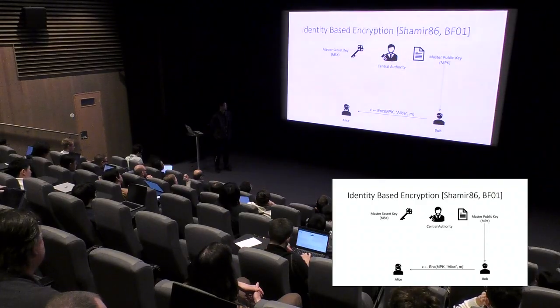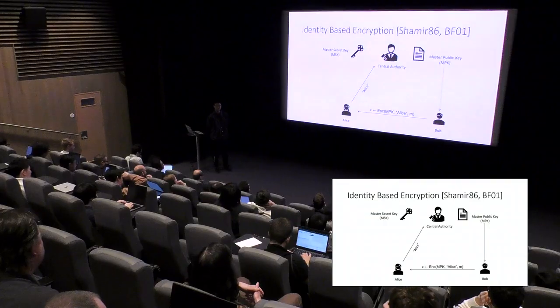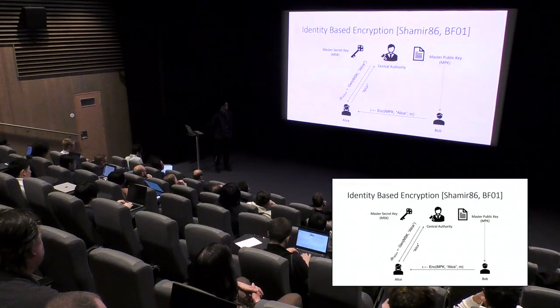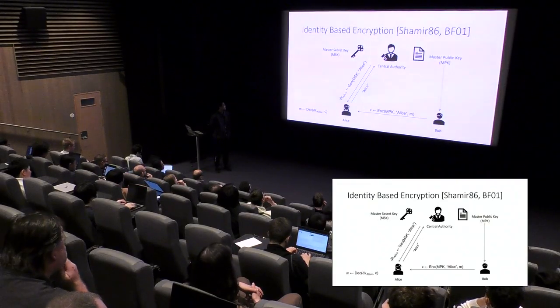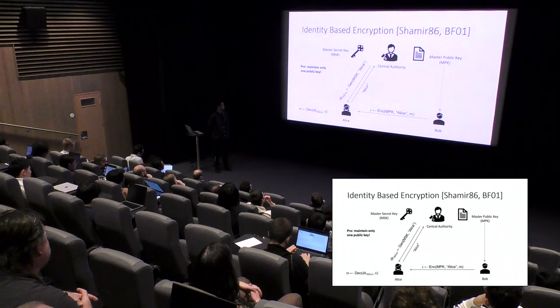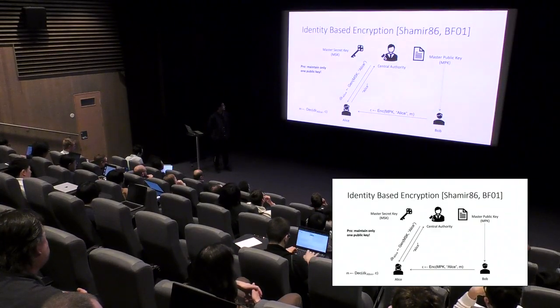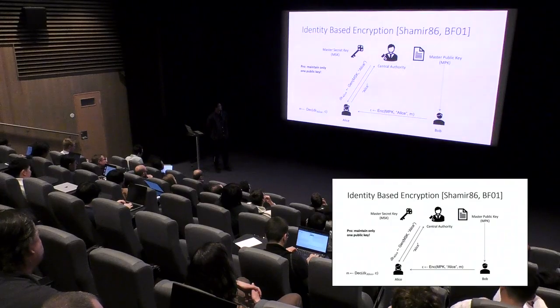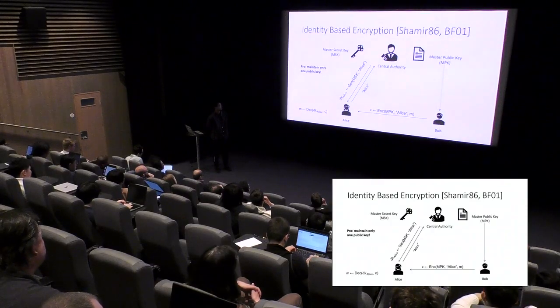Now, if Alice wants to decrypt the message, she sends her identity to the central authority, who will then use the master secret key to generate a decryption key. And then Alice will be able to use the decryption key to get the message. The advantage of identity-based encryption is very obvious. Instead of n public keys for n users, Bob only requires one public key, no matter how many people he wants to talk to. However, there are also issues with identity-based encryption.